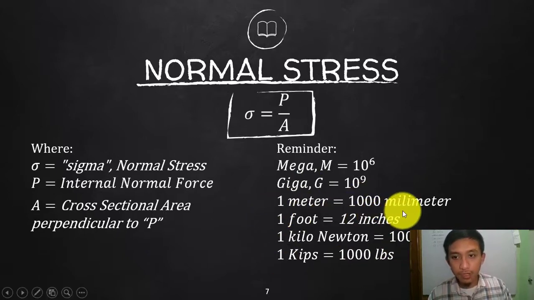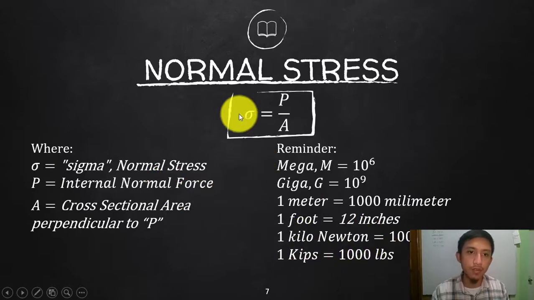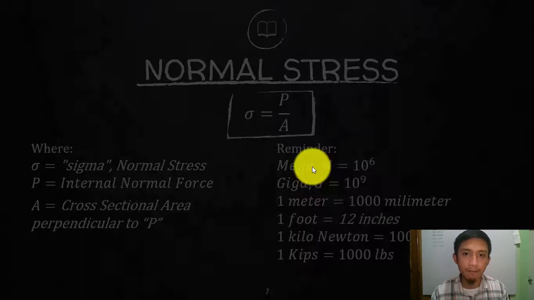So 1 meter is 1000 millimeters. Just to remind ourselves, 1 foot is 12 inches. 1 kilonewton is 1000 Newton. Again, kilo means 10 raised to 3. 1 kip is 1000 pounds. Just to remind ourselves of the units of forces. We will try to relate that later on with the stresses. So that is the formula for normal stress, and that is symbolized by sigma.